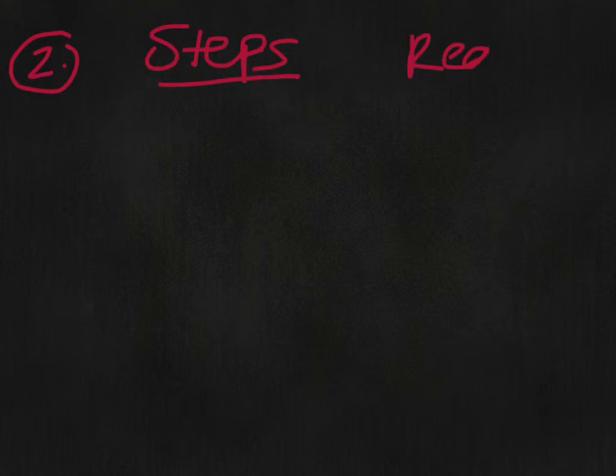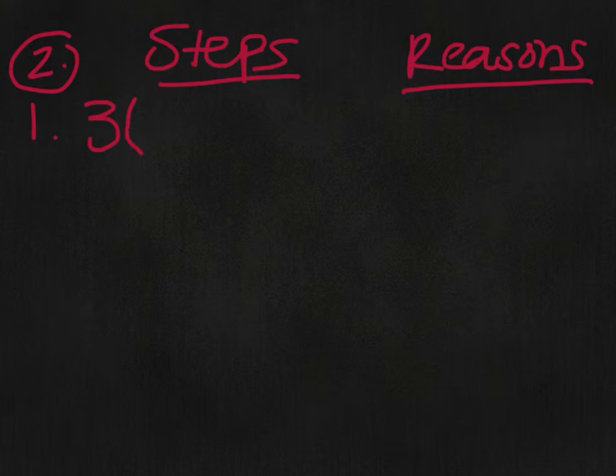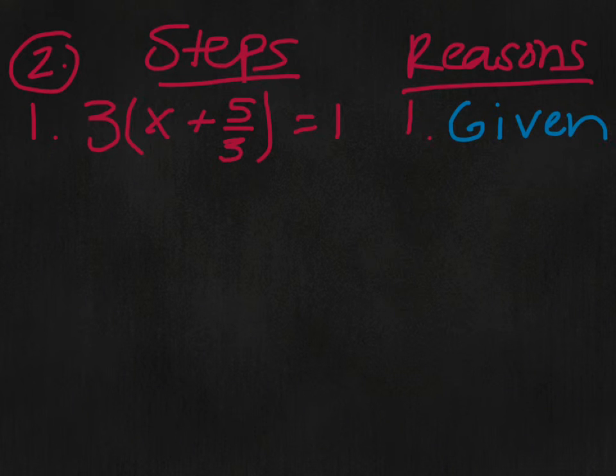Again, we have our steps. Number 2, we have our steps and our reasons. Here's our first step. So again, our very first reason is always given. So the first thing you write down.